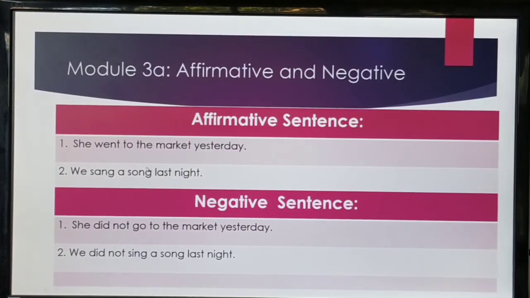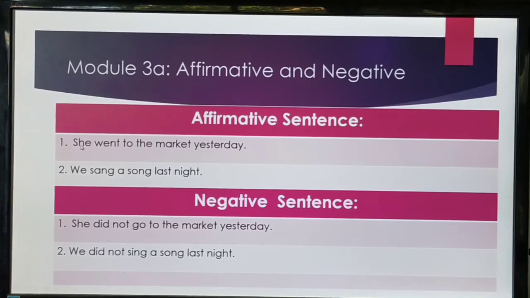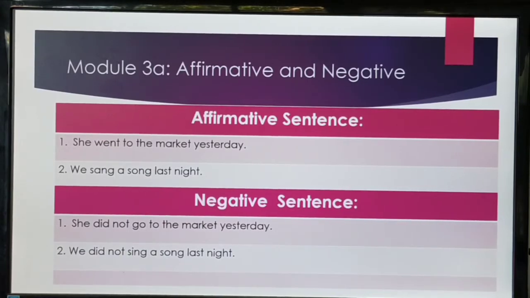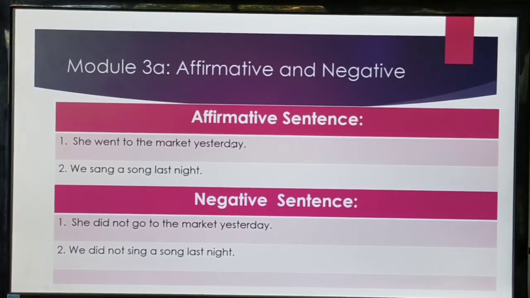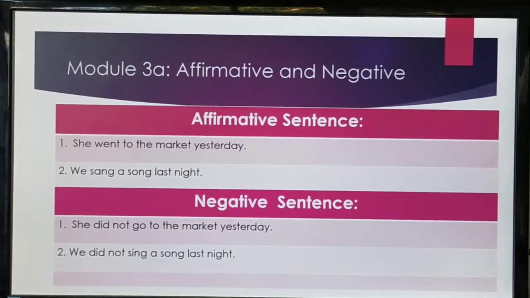Here are some examples for affirmative and negative sentences. For an affirmative sentence, we say, she went to the market yesterday. She is your subject, went is your verb, to the market is your object, and yesterday is your time. This means the girl already went to the market yesterday. Yesterday is past, แปลว่าเมื่อวาน. So you will use verb 2, which is went. Verb 1, go. Verb 2, went.